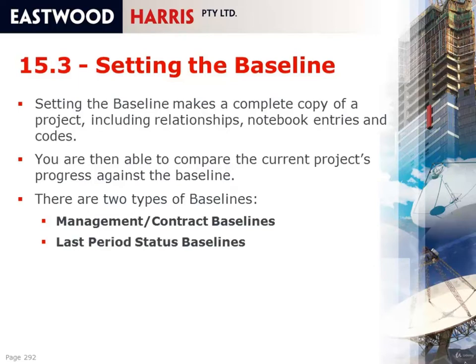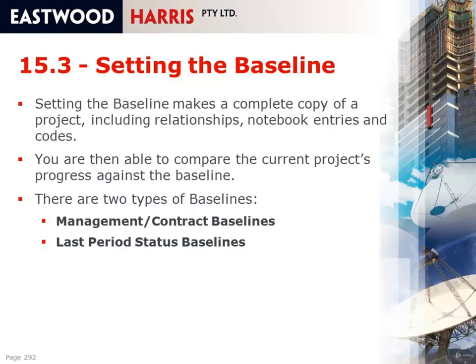The other type of baseline is what I call a last period status baseline. So this is a copy of the project that you take before you update it, and therefore you can compare this week's progress with last week's or this month's progress with last month's. So often I'll show two baseline bars. I'll have the original baseline, which will be a management or contract baseline, and I'd have last period, so I can see how much time I've lost against last period and how much time I've lost against the original contract or management baseline.